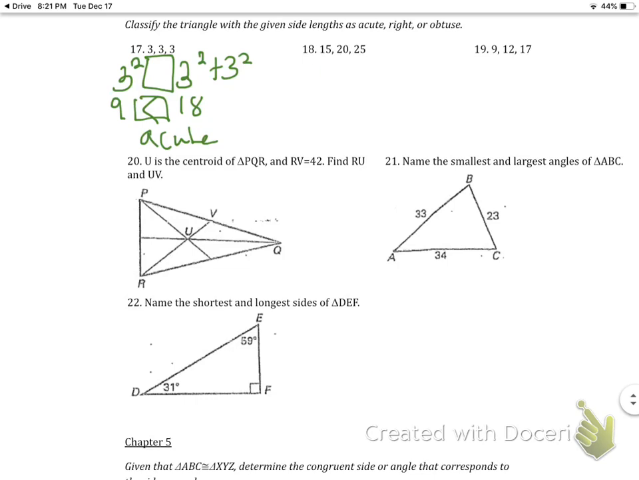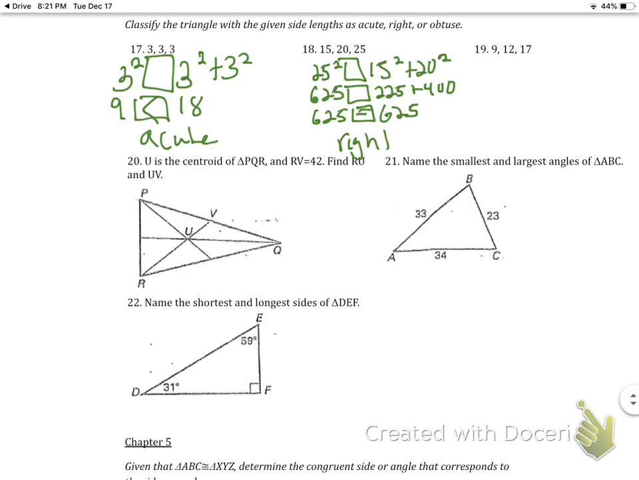We use our bigger side here, which is the 25, so 25 squared compared to 15 squared plus 20 squared. So 25 squared gives me 625, compared to 225 plus 400. You see that this gives you 625 and 625. They're the same, which means the Pythagorean theorem holds, which tells you it's right.